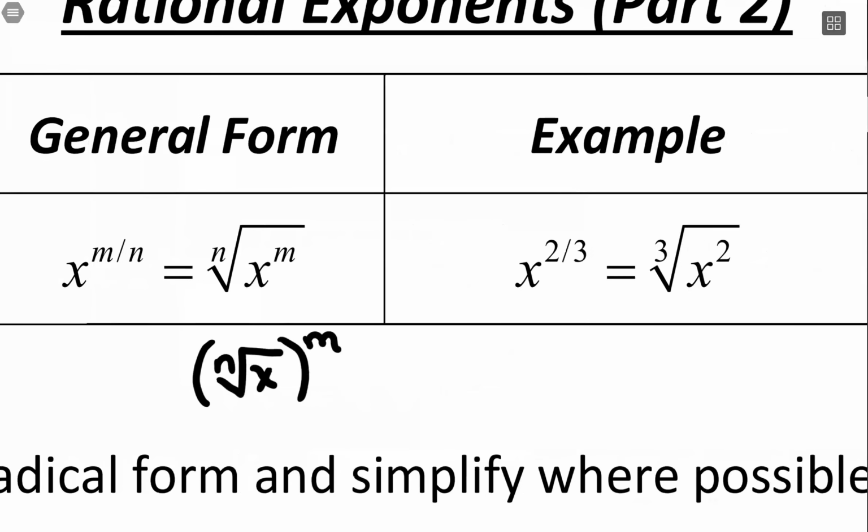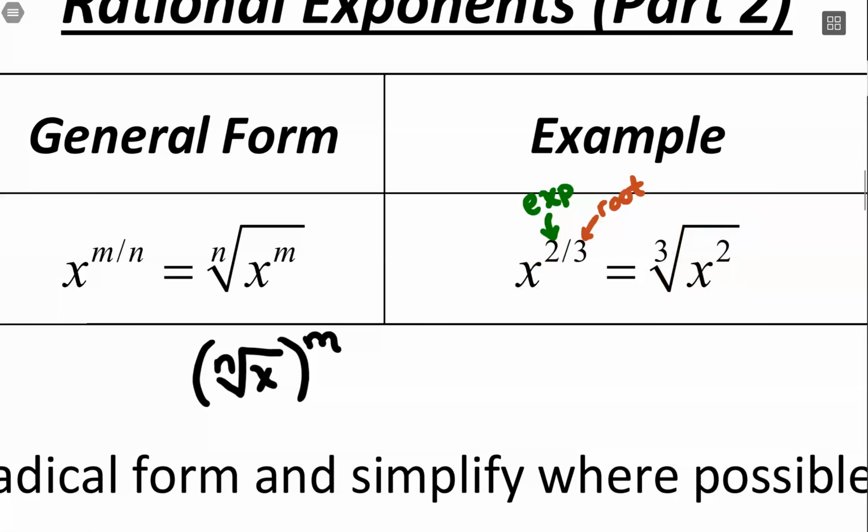So for example, if we had x with an exponent of 2/3, how this will change is the 2 is coming in as an exponent and the 3 is coming through as a root. So we would be taking the 3rd root of our base with the exponent of 2. So that's where we see our x squared coming through.